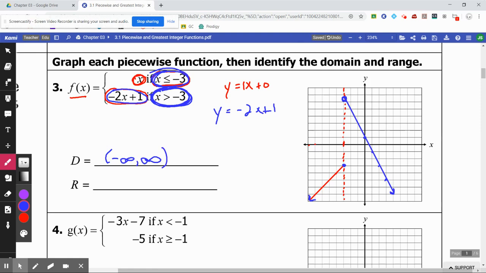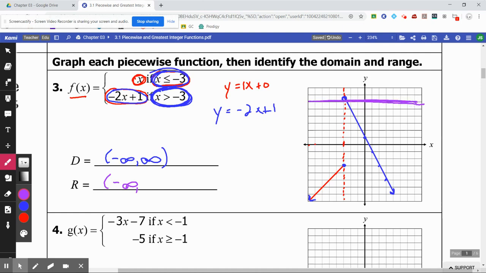Now, let's talk about your range. The range is, again, how high and how low does your graph go? There's the highest point. There's no lowest point because your graph goes down forever. So your range would be everything from negative infinity up to this highest point.